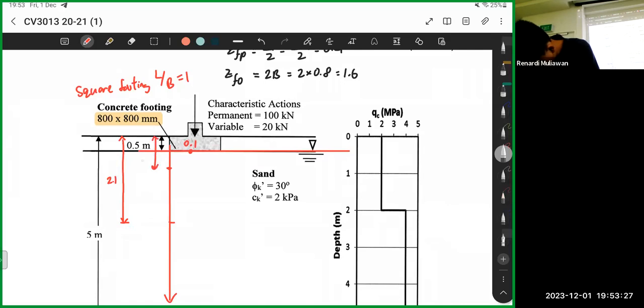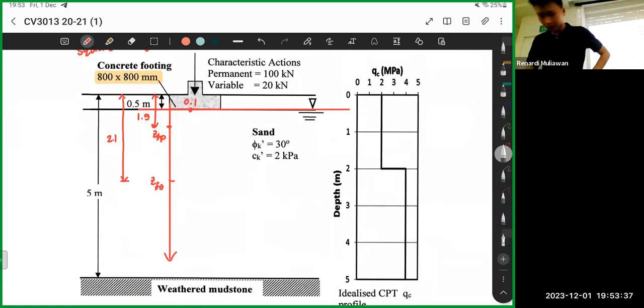You don't need to actually draw the foundation, but I like it that way. Okay, so now we have that, right? Next we need to find the IZP. IZP is the influence factor, if I'm not wrong. So IZP is 0.5 plus something.